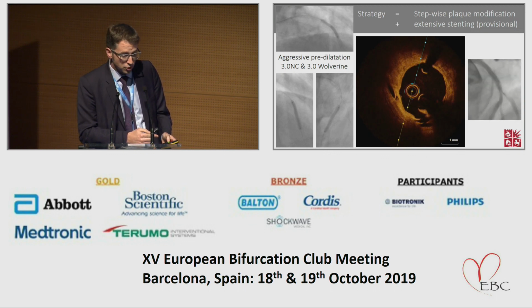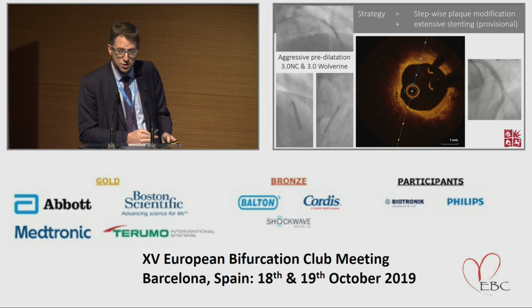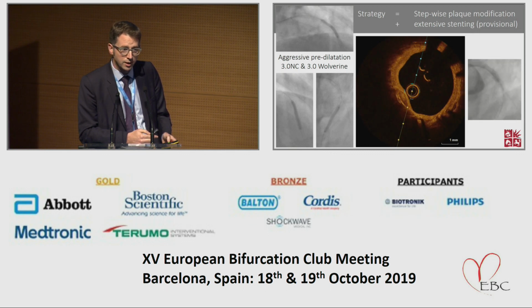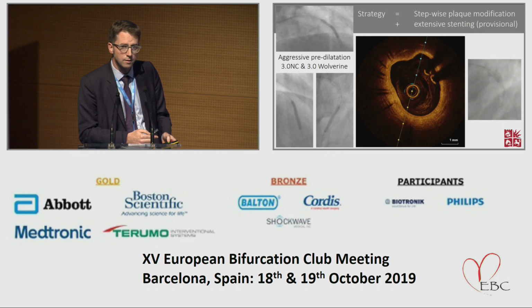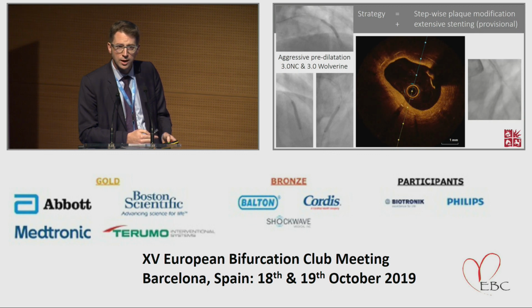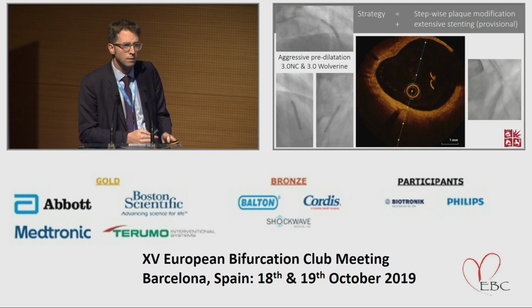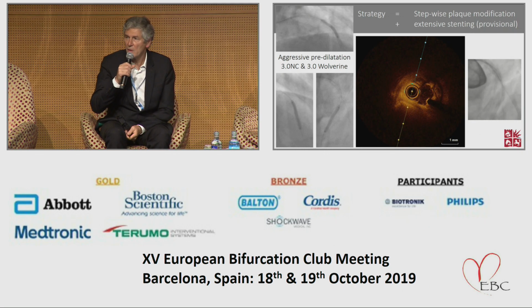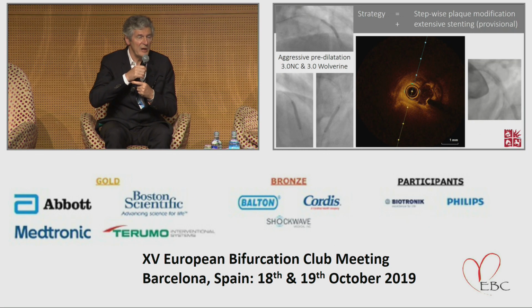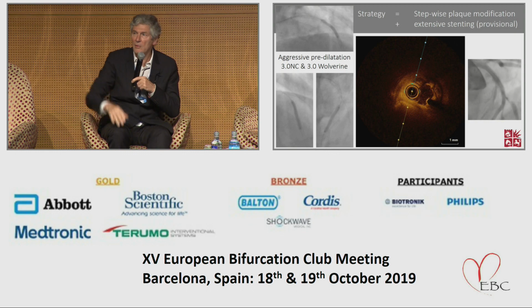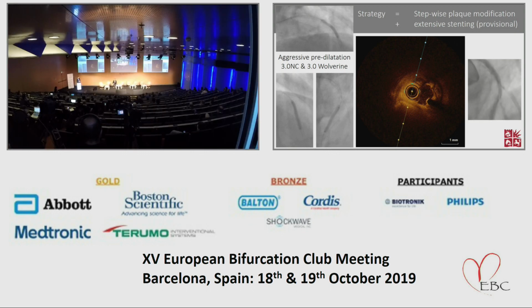The diagonal doesn't look quite so happy anymore, so a show of hands: who's going to predilate this diagonal before contemplating a stent? Anyone predilate? No predilatation? No. Are people happy just to proceed? Who is in favor of predilatation in the diagonal? A smattering of hands. And no predilatation in the diagonal.